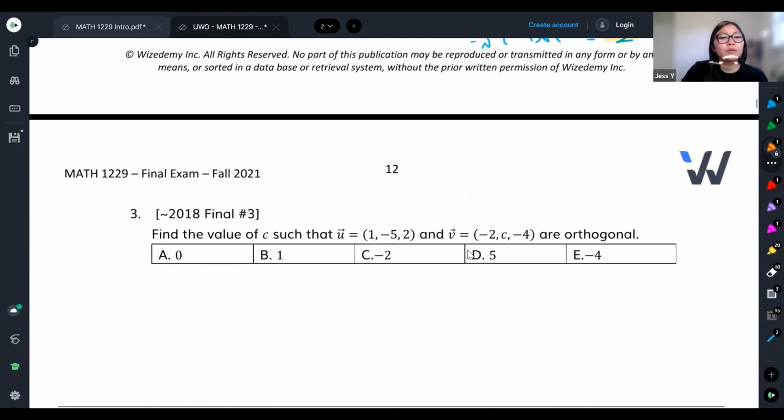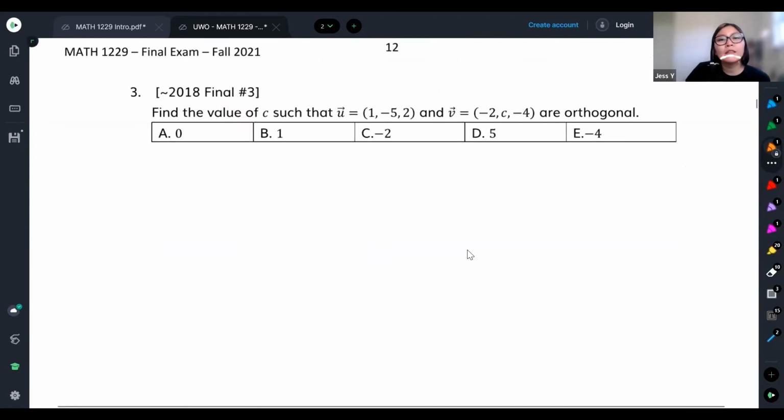Okay, moving on to number 3. We want to find the value of C. So with these solve for C, solve for K problems, we know we're going to set up some kind of equation such that U and V are orthogonal. When it comes to orthogonal, there are 2 things. Either we check it with the dot product equals 0, or we find the cross product to find the actual orthogonal vector. I'm not asked to find another vector, right? I'm asked to find C so that these are orthogonal. So I need to check that they are orthogonal.